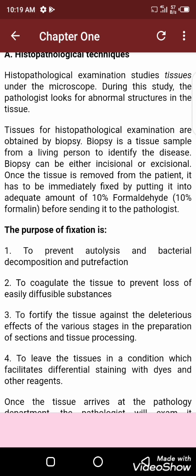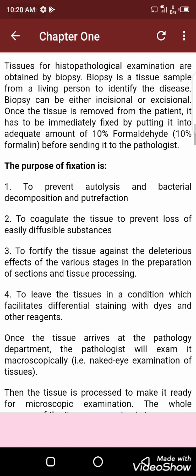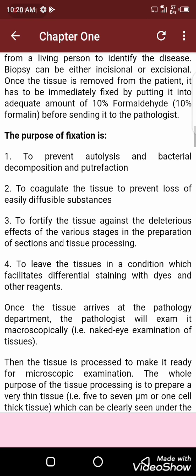Now we are coming to discuss the purpose of fixation. It is to prevent autolysis, bacterial decomposition and putrefaction; to coagulate the tissue to prevent loss of easily diffusible substances; to fortify the tissue against the deleterious effect of the various stages in the preparation of sections and tissue processing; and to leave the tissue in a condition which facilitates differential staining with dyes and other reagents.